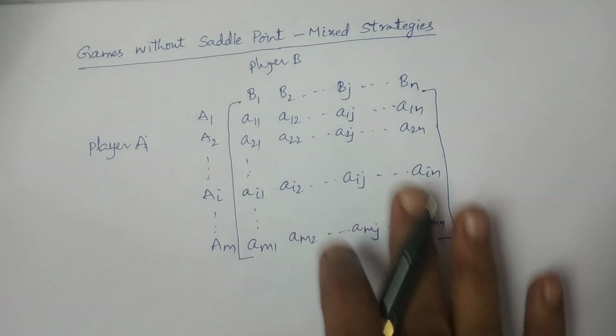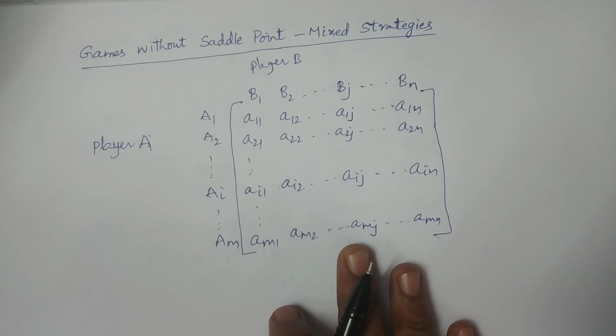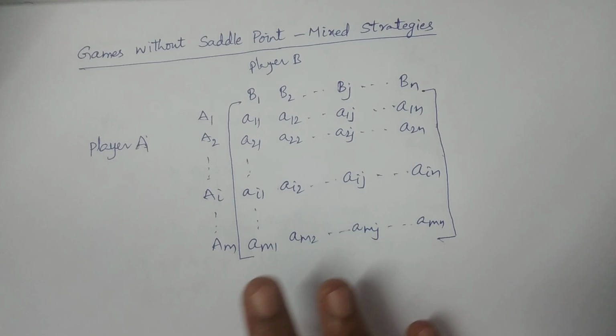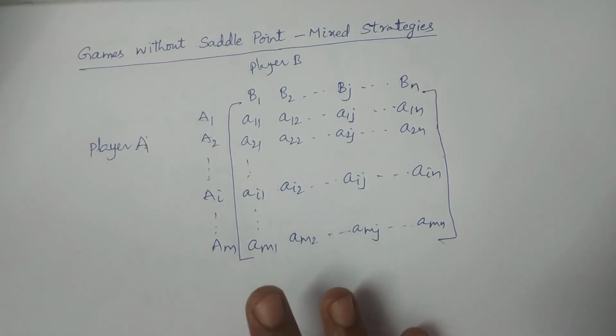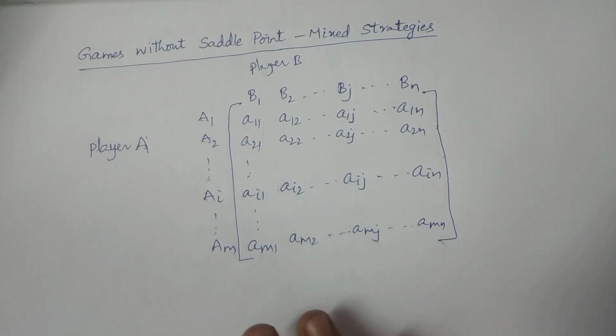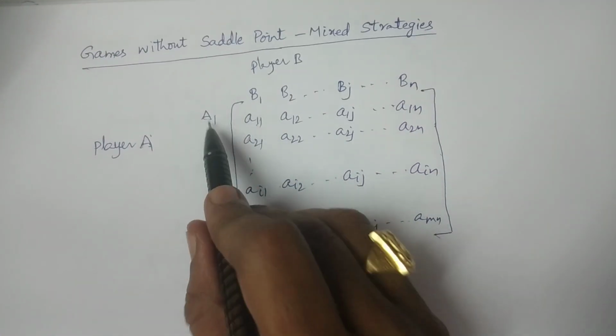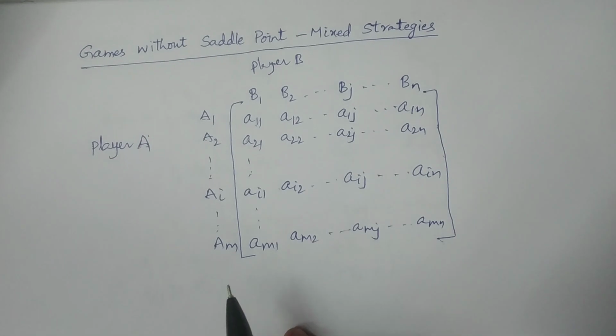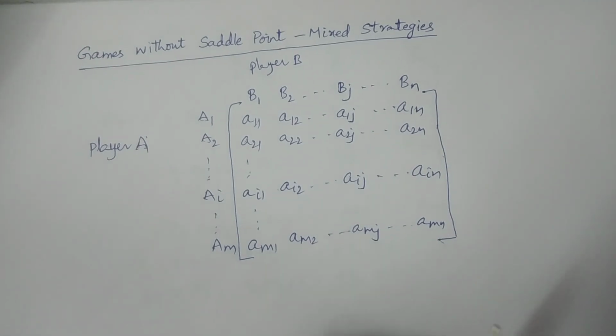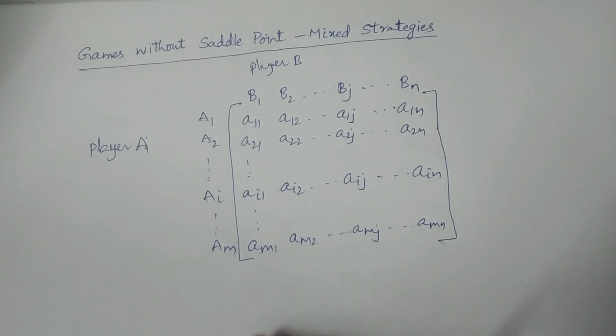So this is the payoff matrix I have considered for player A, and certain values are represented for player B. If this is gain for player A, this is loss of player A, this is loss of player B. Hope we have discussed this in the definitions of payoff matrix, etc.